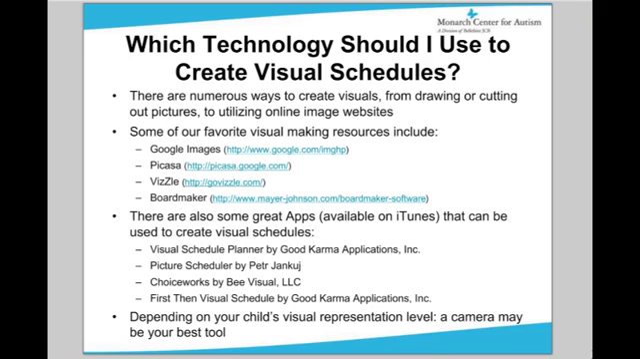Oftentimes we recommend that to families who are trying to make schedules at home. For kids who are at the photograph level of visual representation, the best and most meaningful schedule will be taking pictures of actual things in that child's environment and using those photographs. I see here also that we do not have Autismate listed, so for those of you who are asking about it, it was in your text box at the bottom of your screen. The app is called Autismate.